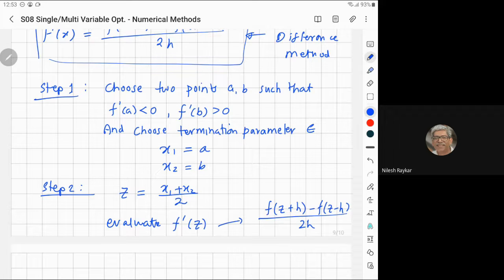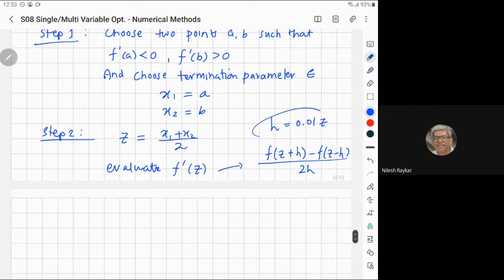And h can be any number which is approaching 0, but it should be sufficiently smaller than x. Usually I would take it as 0.01 times x, but in this case z. Remember that this is just what I'm considering. You can consider anything that seems appropriate.